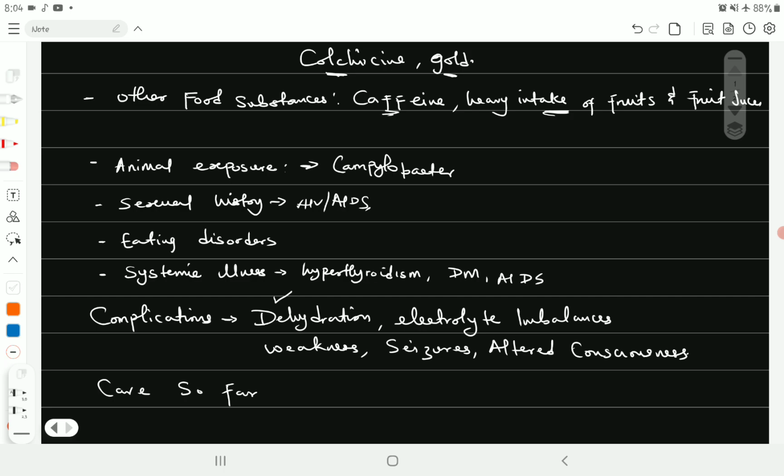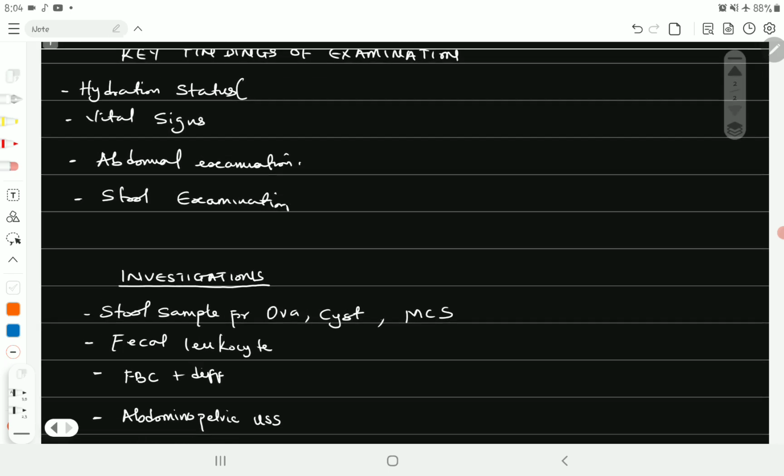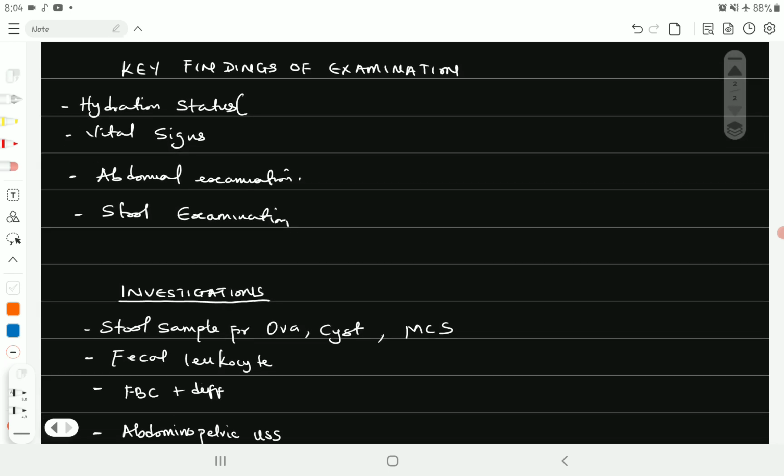Then you talk about the care so far. What have they done? It's very important. Now, after that, let's move to the next one, which is key findings on examination. That is, you examine a patient with acute gastroenteritis. What are the things you are looking out for?